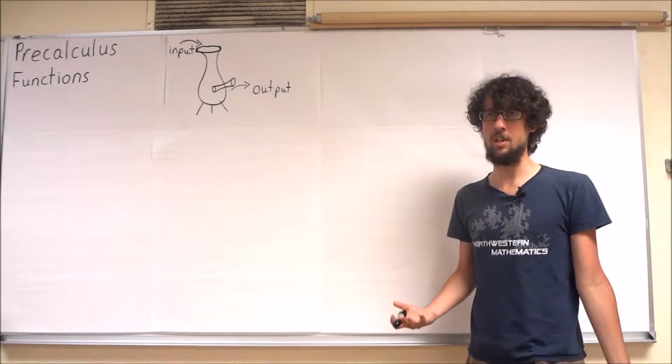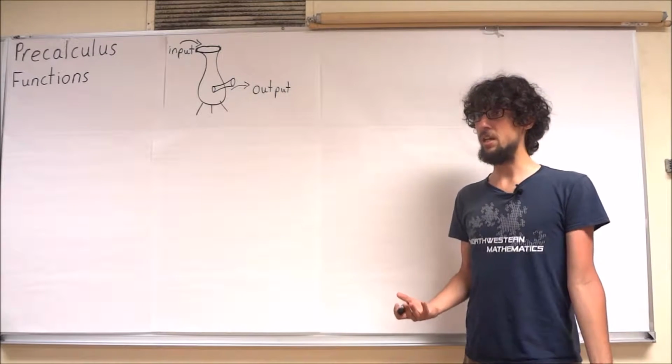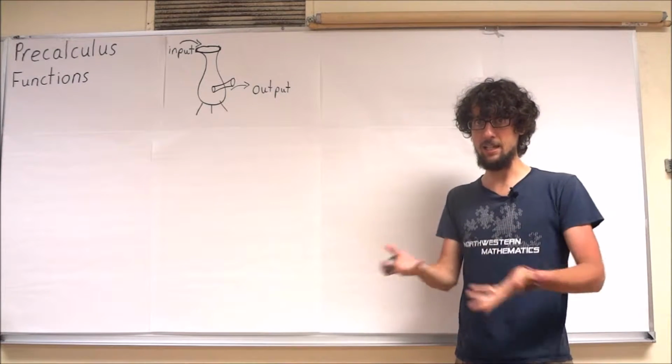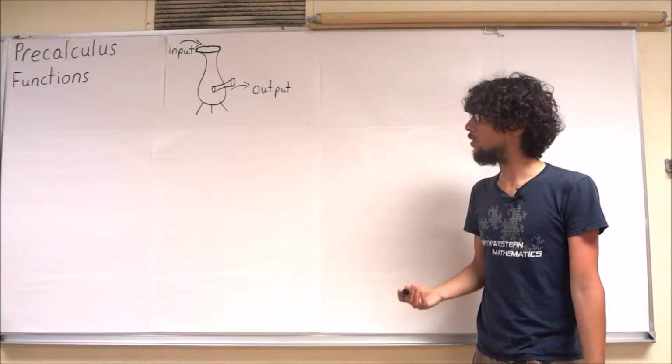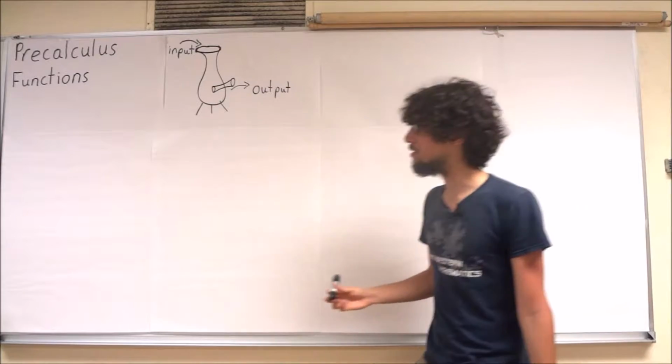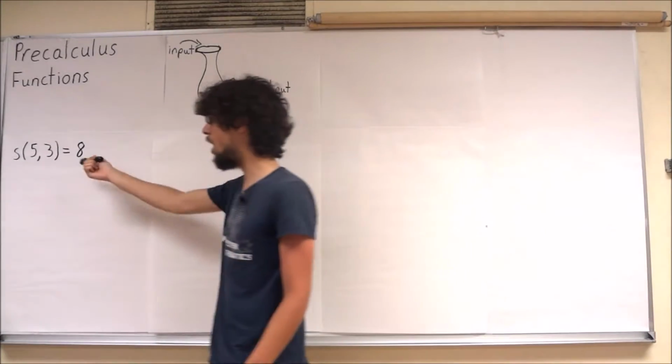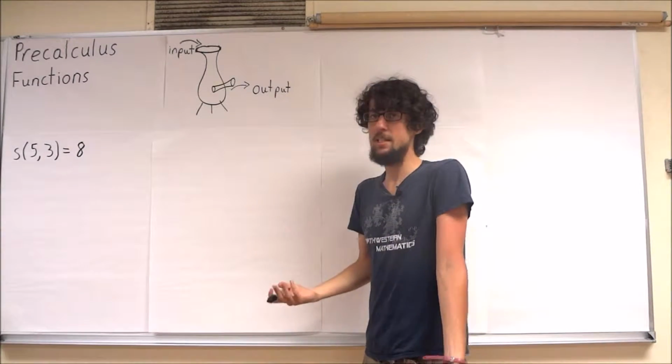What sort of inputs does addition have? Well, if I input 5 and 3 into the idea of addition, the function of addition, I get out 8. So I could write something like this. The sum of 5 and 3 is equal to 8.